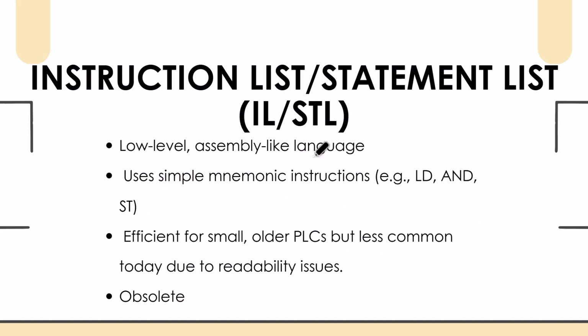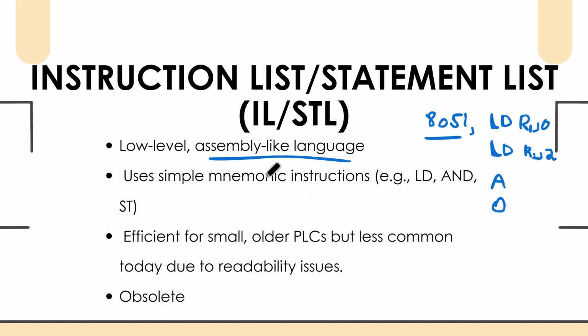Going on to the next PLC programming language, it is something we call statement list or instruction list. This language has become obsolete, but still it is used in a variety of PLC programs. It is just like the low-level assembly language. For example, if you have ever used the 8051 microcontroller, we can have assembly language in that controller. Instruction list or statement list is also used for the programming of PLCs.